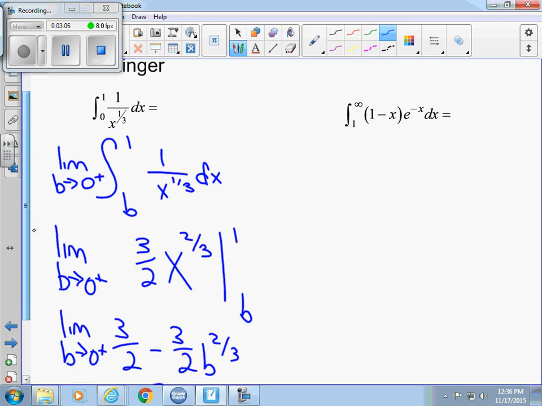Okay, let's look at the next one. The next one is a little bit more complicated than its integration. It's anti-differentiation. So we will have some complicated integration come up every now and again.